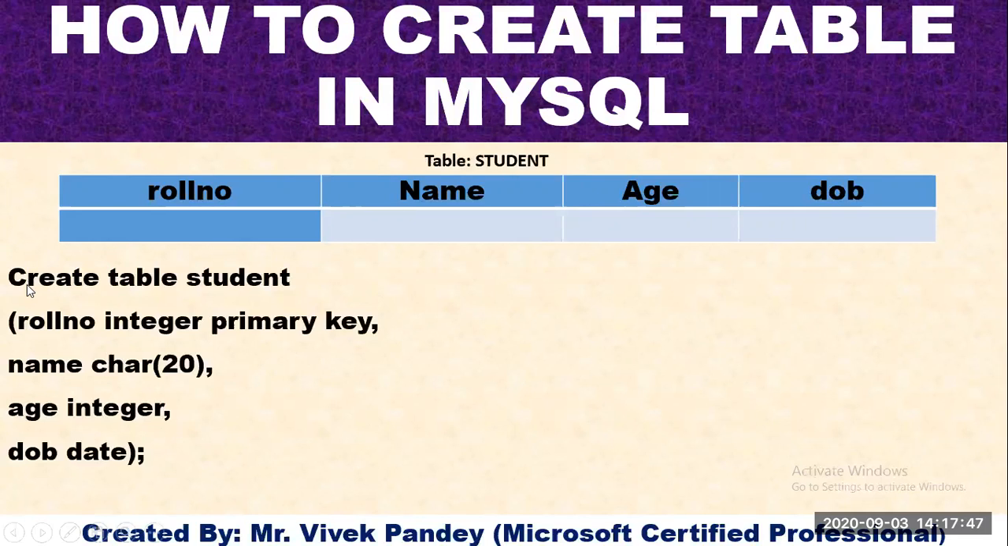We use the CREATE TABLE command in the following manner: CREATE TABLE student (roll_number INTEGER PRIMARY KEY, name CHAR(20), age INTEGER, DOB DATE). Here we have written PRIMARY KEY for the column roll_number, so we cannot put a duplicate value in the column roll_number. The data type of the name column is CHAR(20), so we can put a 20-character name in the column name.